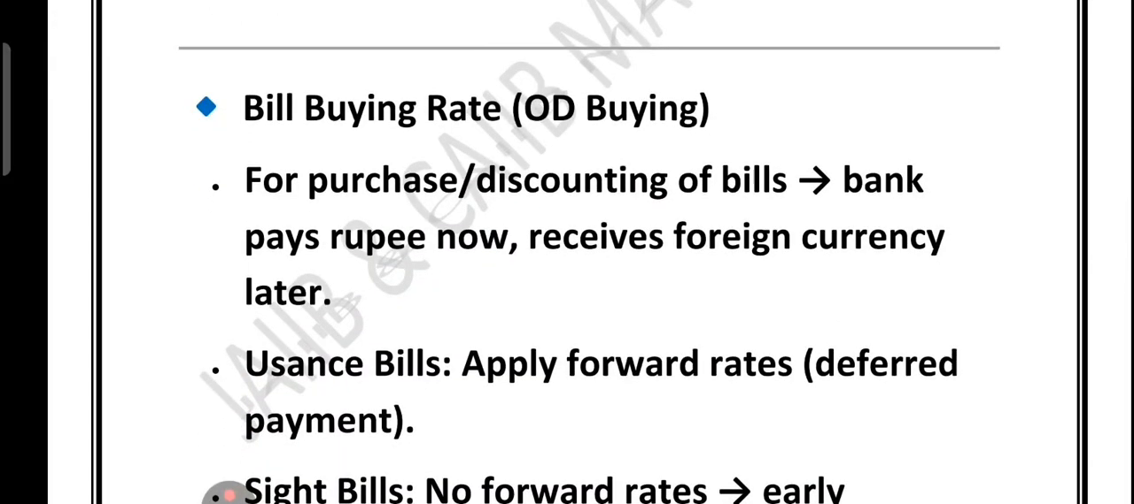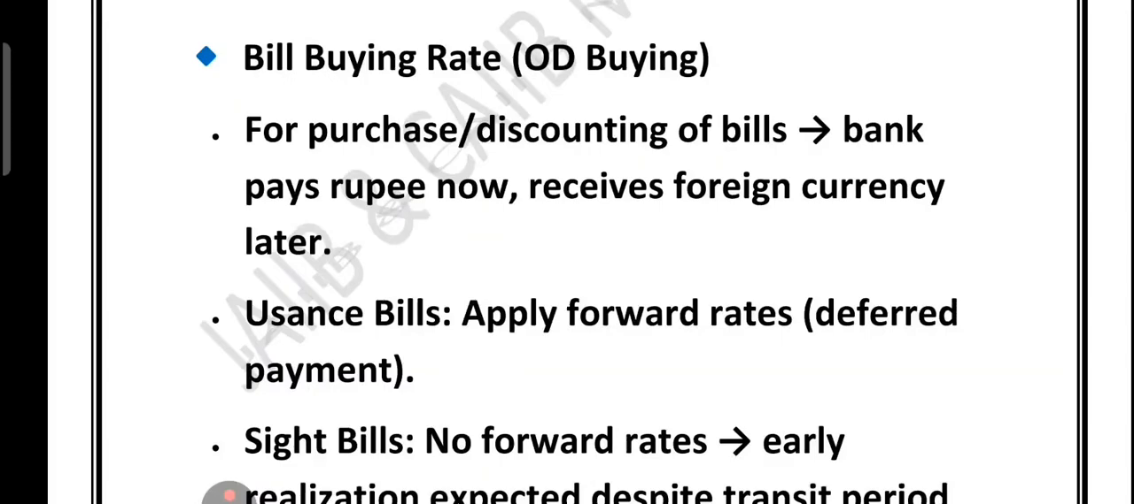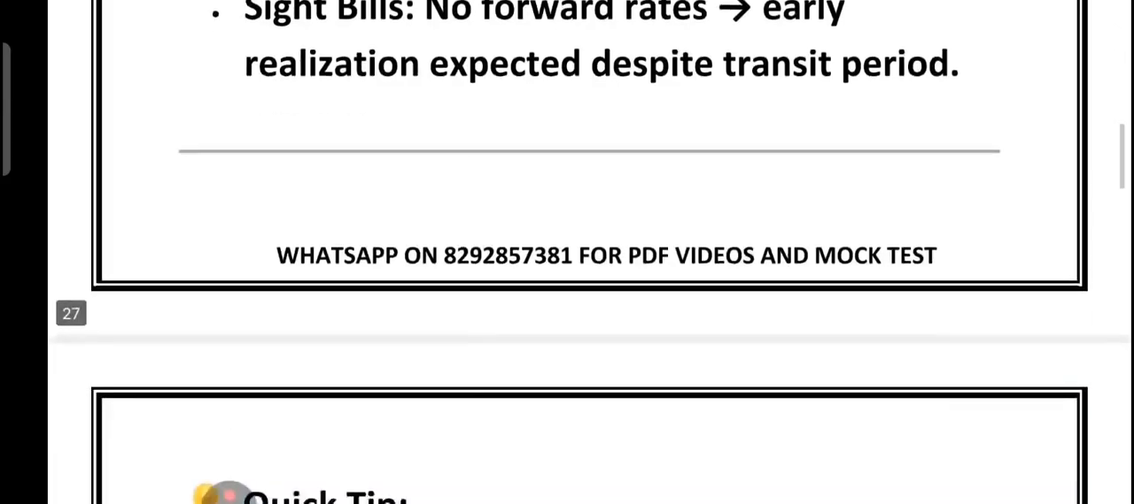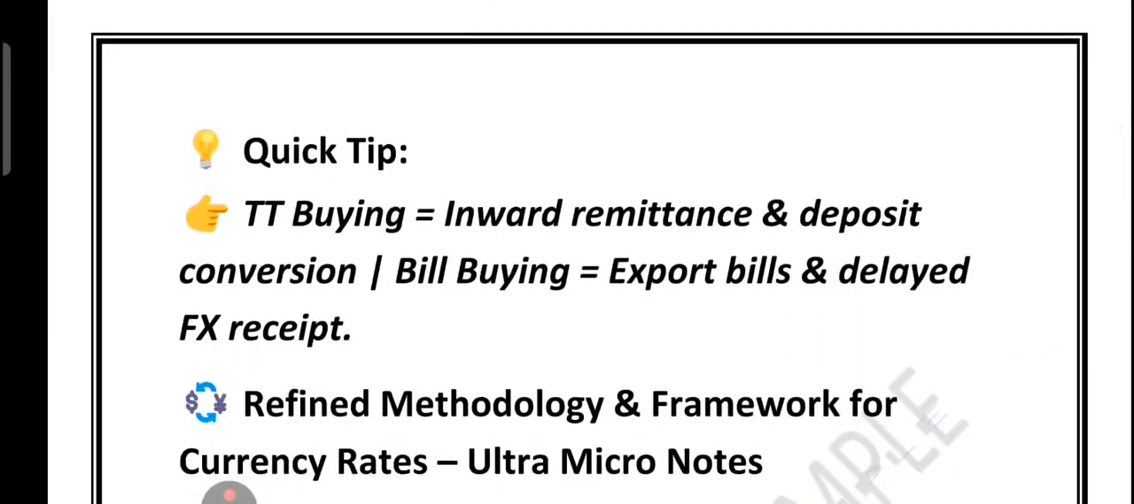Second rate we have is called bill buying rate, or we call it OD buying, right? So what it is, suppose you are purchasing a bill, you are discounting a bill. When I say purchasing and discounting, I think you are familiar with it. What bank does, bank pays rupee now, and it will receive foreign currency later. That is called the discounting of bill. So usance bill, you apply the forward rate, and sight bill, no forward rate is there. We apply the spot rate, right? That is the point. So remember, TT buying is the rate for inward remittance and deposit conversion.